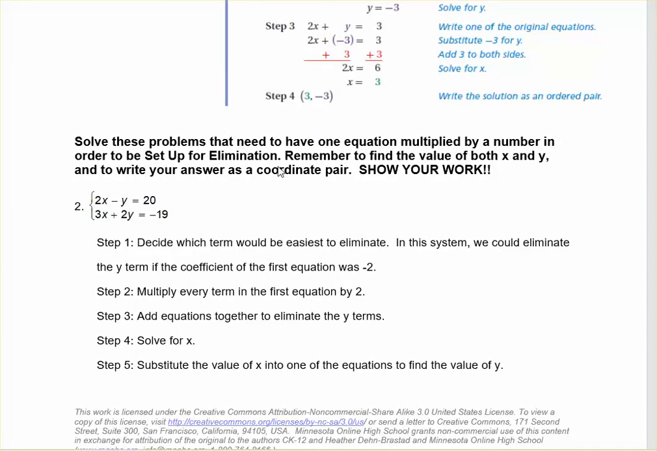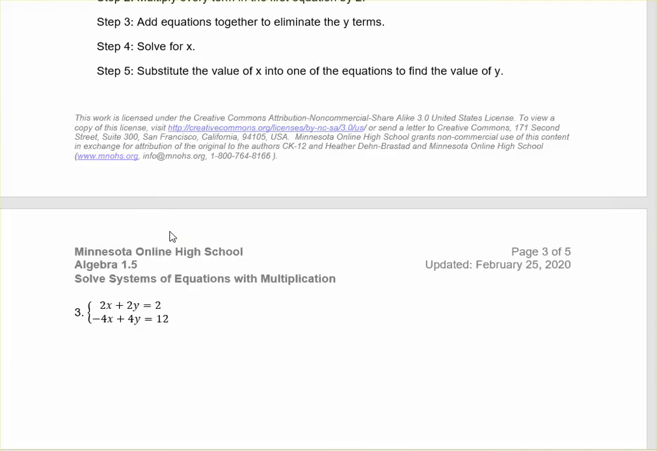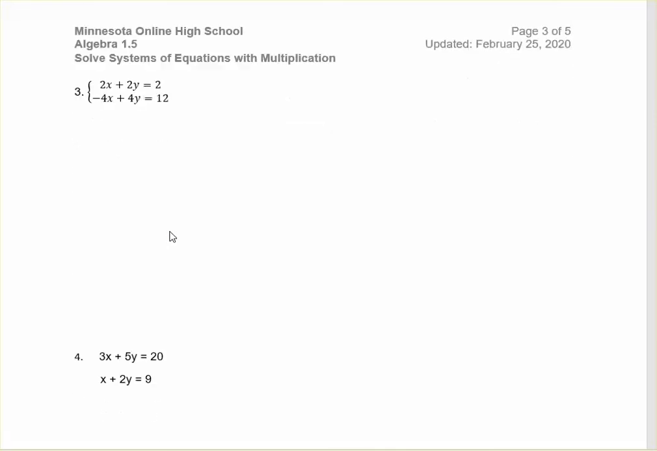So the steps are written down for you for number 2, and it gives you a pretty broad hint on how you're going to solve this one. So I'm going to let you work on that one yourself, and we're going to work on number 3 together. So if you have your worksheet out, you're ready to go. If you don't, pause the video, get your worksheet open, and follow along with me while we do this problem.